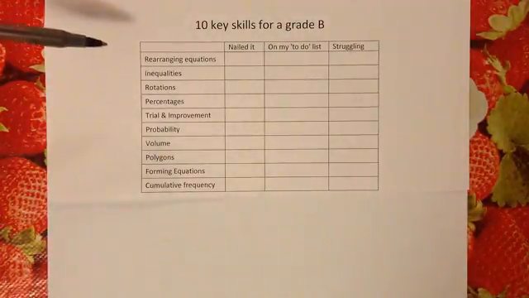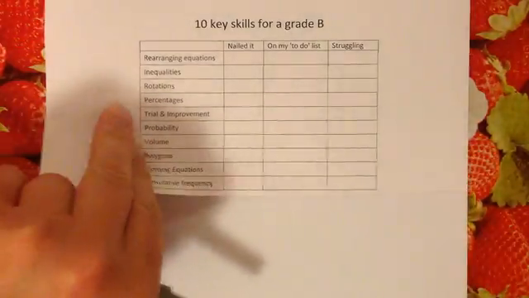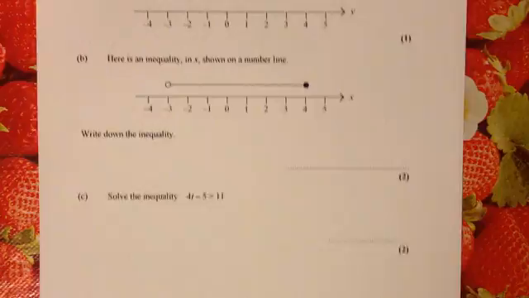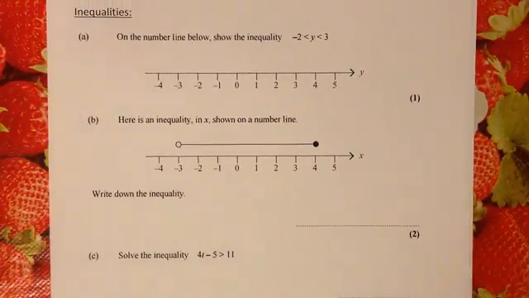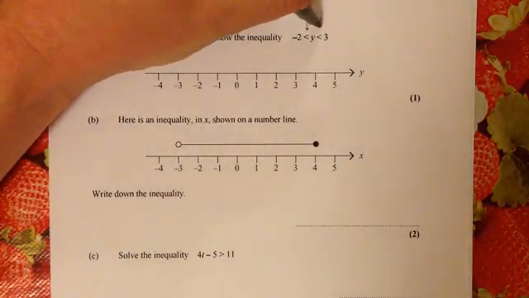Today in this video we're going to be looking at the second in this list of 10 key skills, and that's inequalities. So let's start by taking a look at some of the typical inequalities questions, and I've got some here. So here we go, and it says question part A, on the number line below show the inequality. And when we're talking about inequalities, we're talking about these signs here.